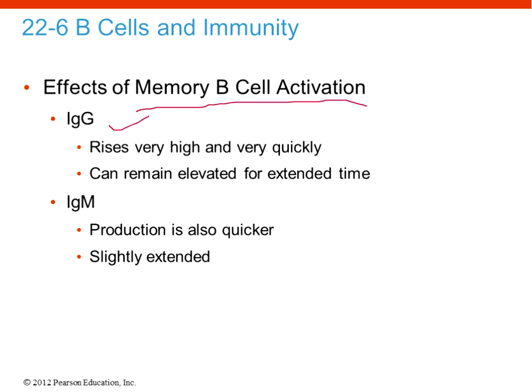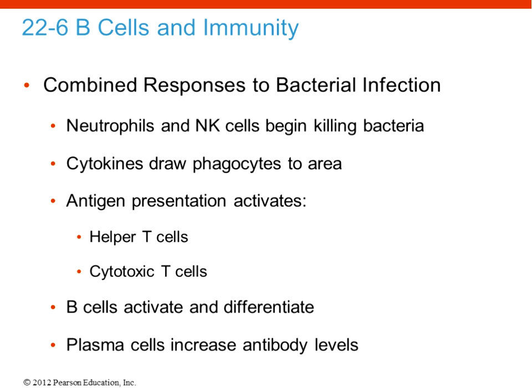Okay. So the effects of this memory B cell activation: the IgG, as I said, will rise very high and very quick and remain elevated for an extended period of time. IgM is a little bit quicker and slightly extended, but not significantly different than we saw at the primary response. This is more of a secondary type of response that's occurring here.